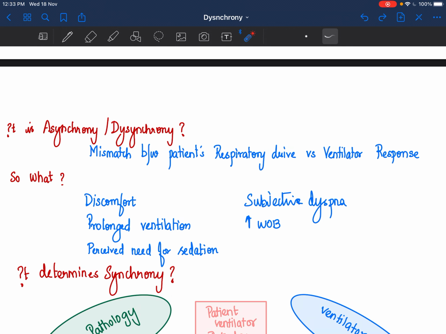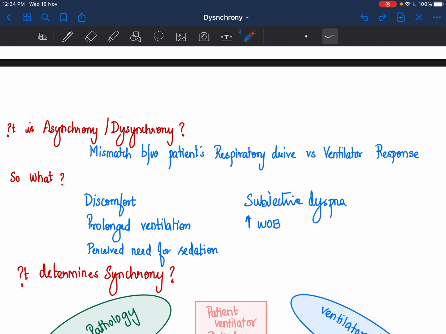Right. So dyssynchrony is nothing but a mismatch between what the patient wants and what the patient gets. So the ventilator's respiratory rate or the drive is not matching that of the patient's respiratory requirements. So if it does not match, so what? The patient is going to have discomfort.